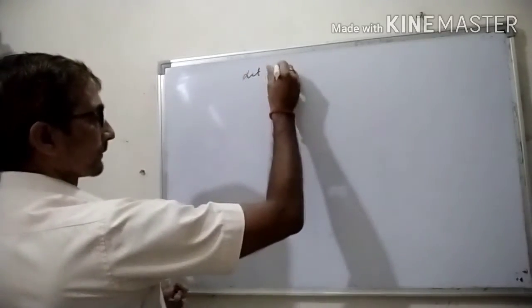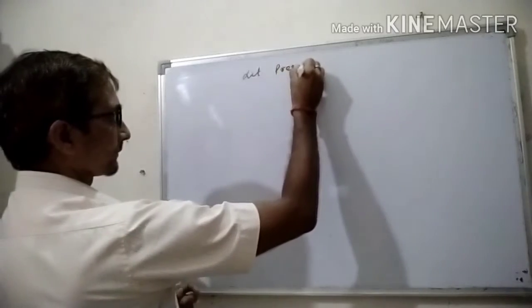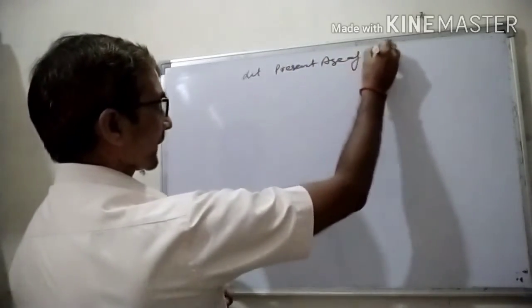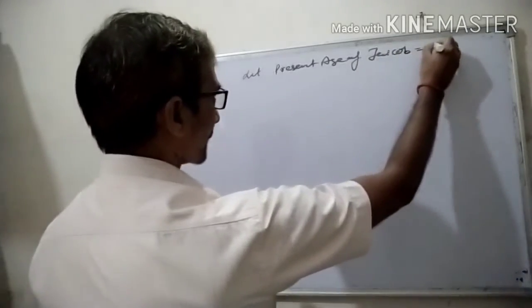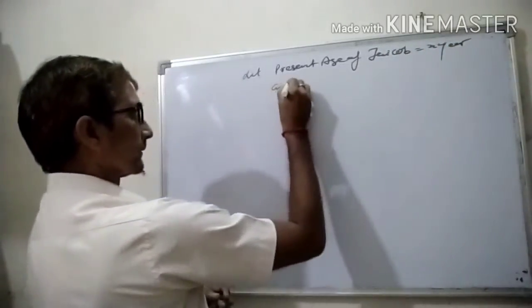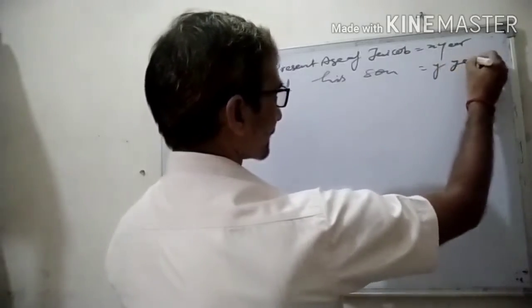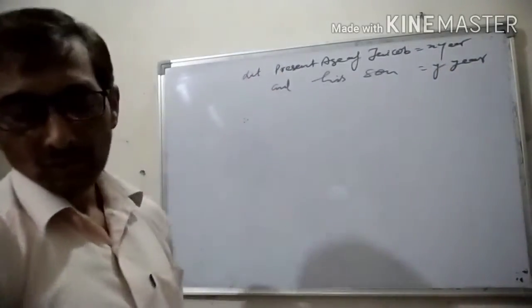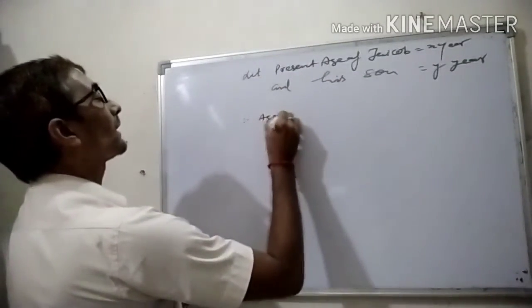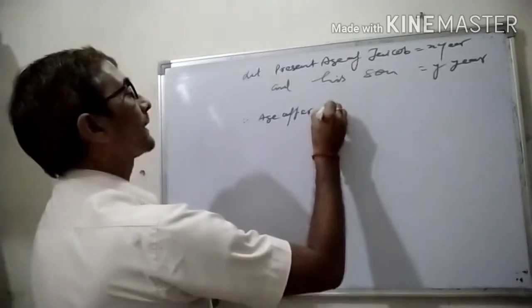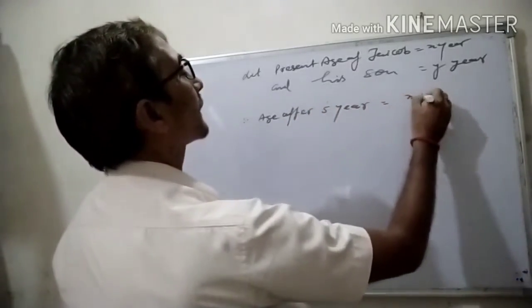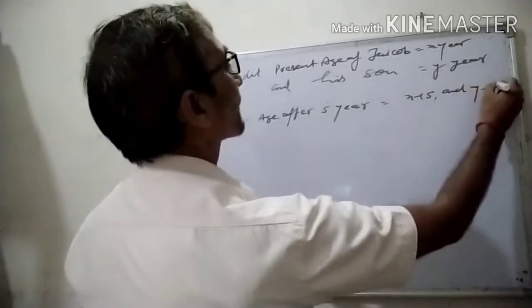Let the present age of Jacob equal X years and his son equal Y years. Therefore, the age after 5 years equals X plus 5 and Y plus 5.